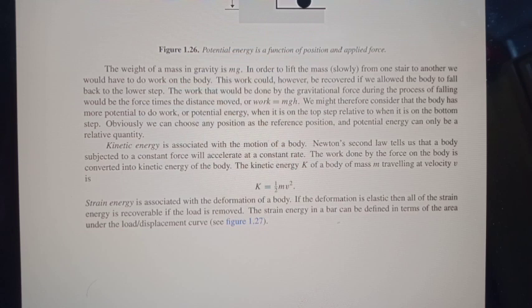Obviously, we can choose any position as the reference position. The potential energy can only be a relative quantity. Kinetic energy is associated with the motion of a body. Newton's second law tells us that a body subject to a constant force will accelerate at a constant rate. The work done by the force on the body is converted into kinetic energy of the body.